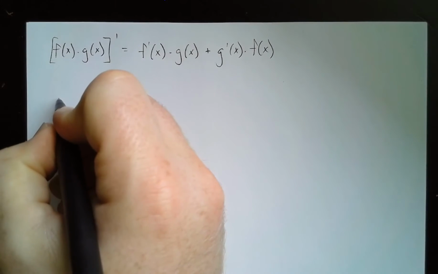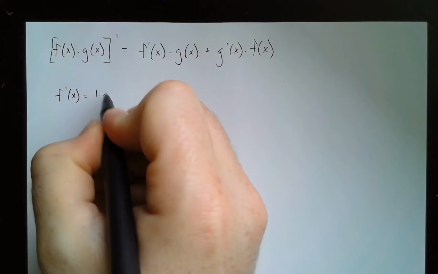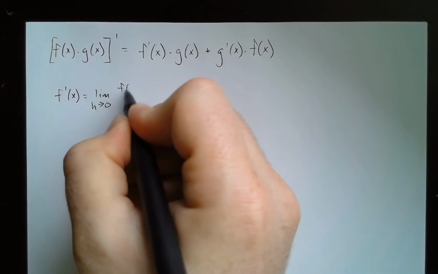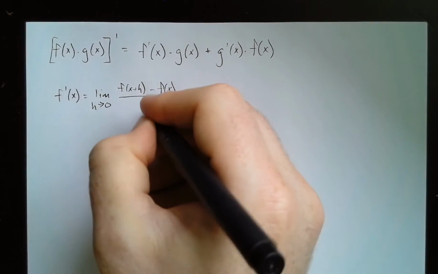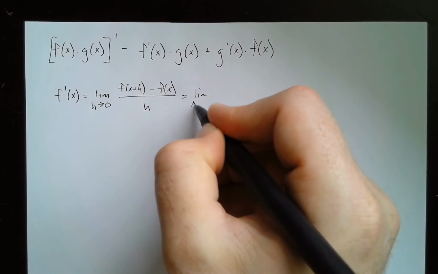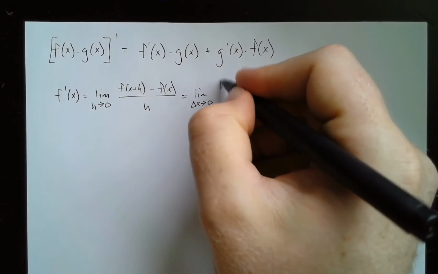So for us to do this, we have to recall that the derivative of any given function f of x is the same thing as the limit as h goes to 0 of f of x plus h minus f of x all divided by h. Now, keep in mind this doesn't have to be used in terms of h. It's the same thing as delta x going to 0. I just prefer using h because I'm lazy and it's less writing.